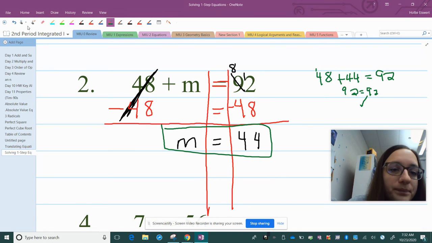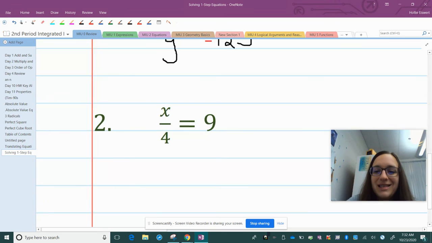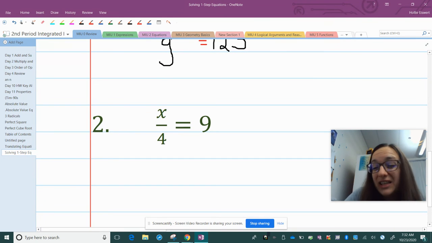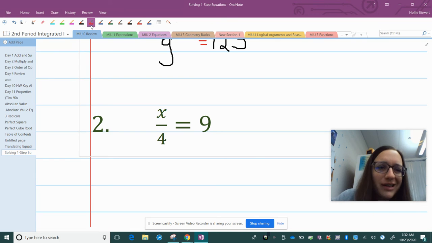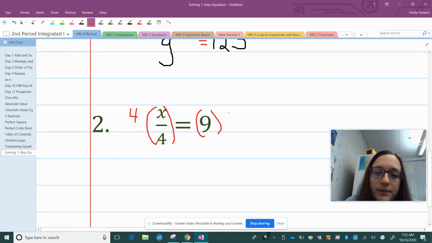Okay, those are easy. Now, the weird ones. What operation is that? Well, yeah, it looks like a fraction, but it's division. That's x divided by 4. Don't get scared with fractions. We're just using our inverse operation. So the inverse operation of division is multiplication. So we're going to multiply both sides by that denominator of 4.